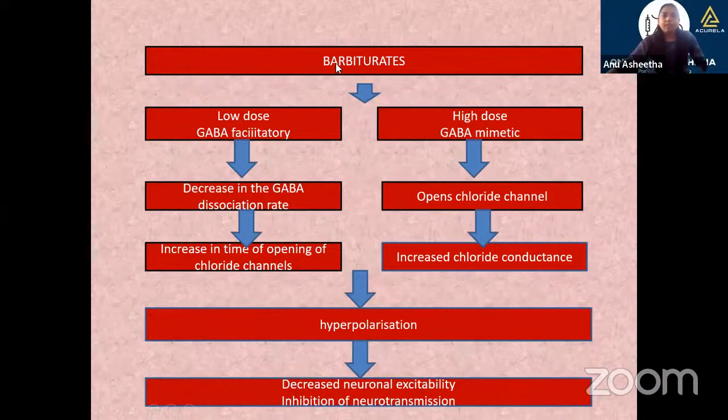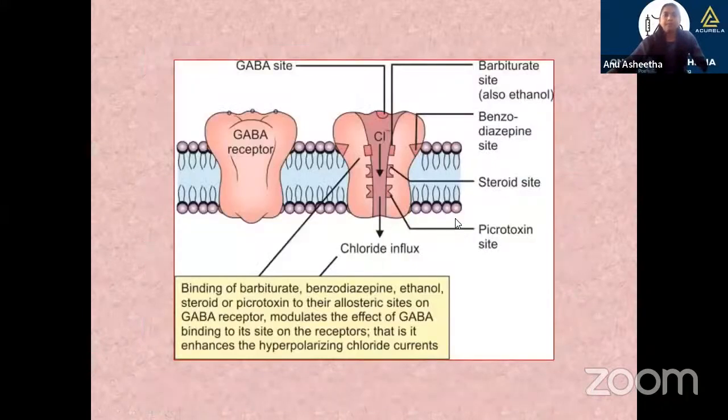Now, mechanism of action. Barbiturates, when they get attached to the GABA receptor at low doses, are GABA facilitating. That is, they reduce the dissociation of GABA. But at high doses, they act as GABA mimetic even. This reduced dissociation rate increases the time the chloride channel stays open. And hence, chloride conductance increases, hyperpolarization occurs, and then neurotransmission is inhibited. In high doses, they open the chloride channel and increase the chloride conduction.